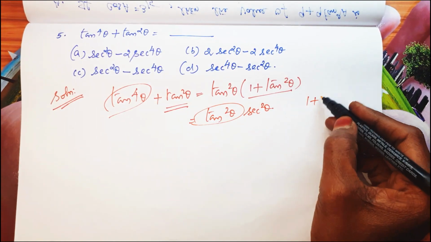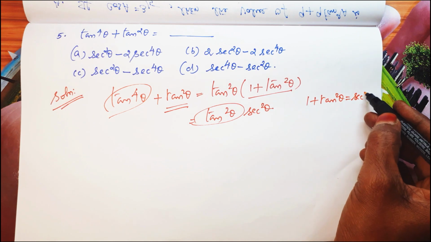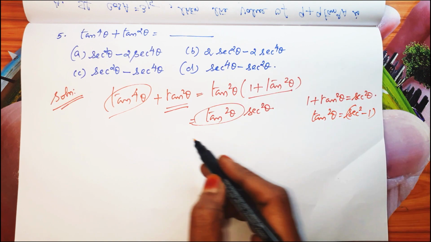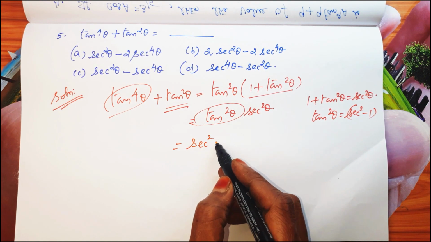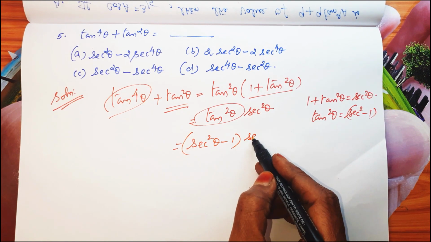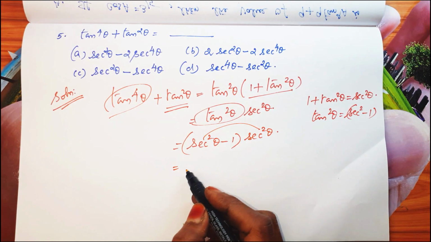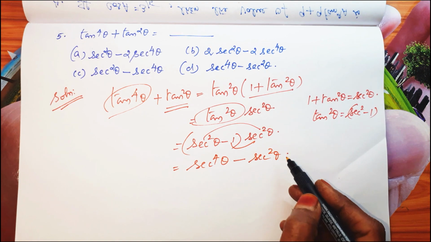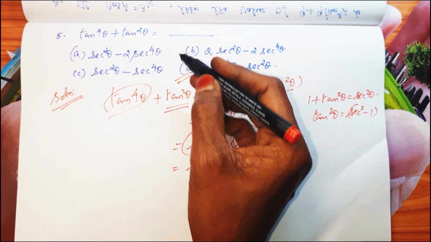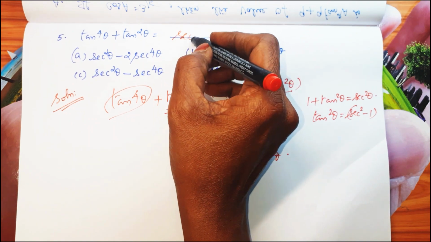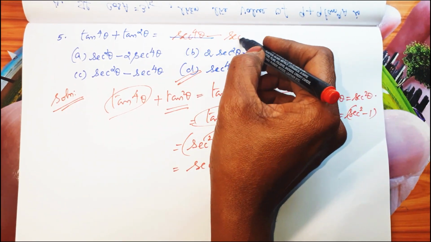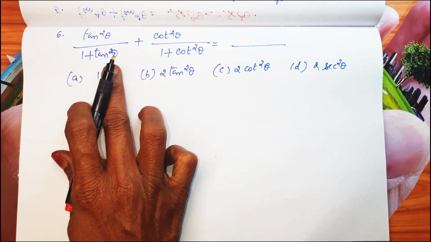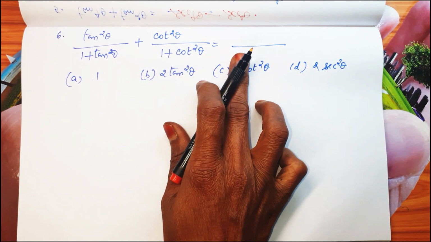1 plus tan square theta equal to secant square theta. So tan squared theta equal to secant square theta minus 1. So for tan squared we can write secant square theta minus 1, and outside we have secant square theta. So when we multiply, it is secant power 4 theta minus secant square theta. So the answer for this is secant power 4 theta minus secant square theta. Clear? The next problem given is tan square theta by 1 plus tan square plus cot square theta by 1 plus cot square is equal to what?